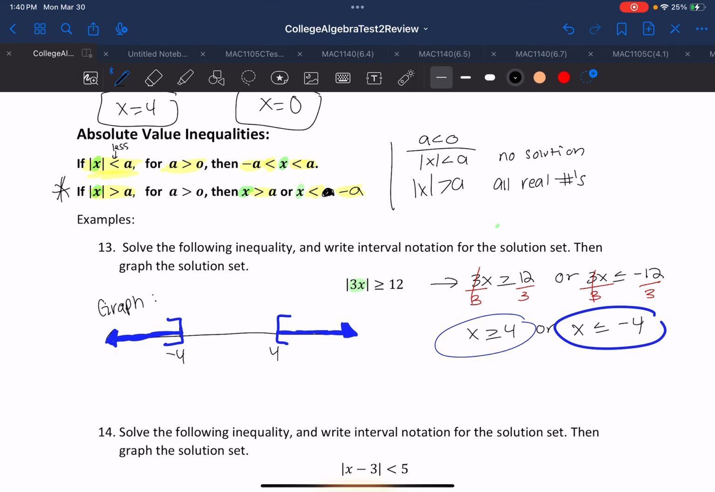So in interval notation, this would start from the left of my blue shading all the way at negative infinity, and it would go to negative 4 with a bracket. And then I would have my union symbol to combine the other interval, which would start at positive 4 with a bracket since it's included, and go to positive infinity. So that would be my answer in interval notation, and the graph on my number line would be the answer using the graph.